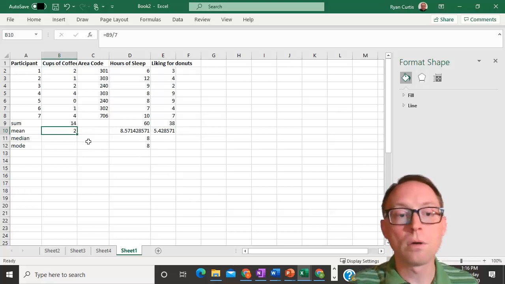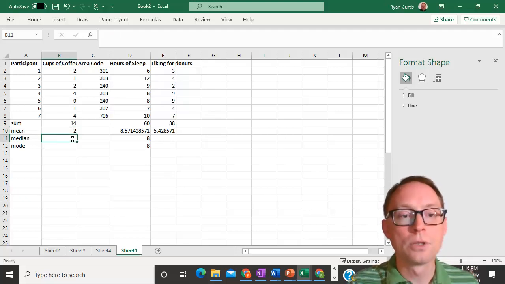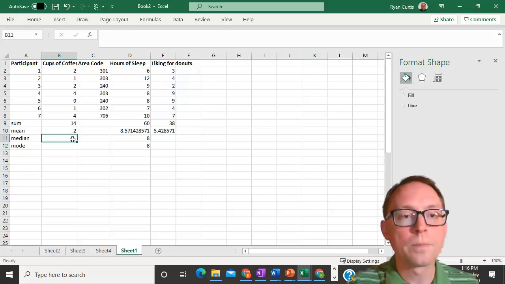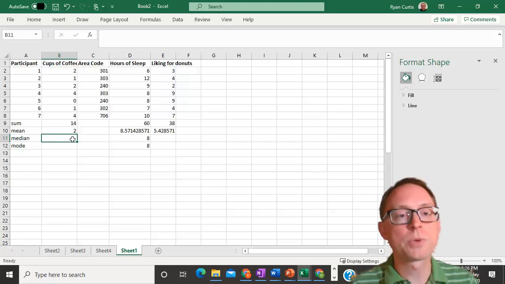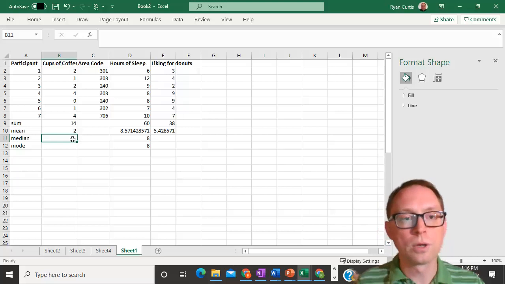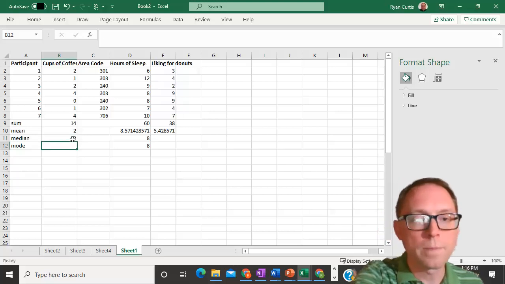So we're going to leave the area code blank because it does not make sense to do that. Let's look for the median here with cups of coffee. The lowest is 0. We have 7 people, so we want the fourth one. So 0, 1, 1, 2. 2 is the median.